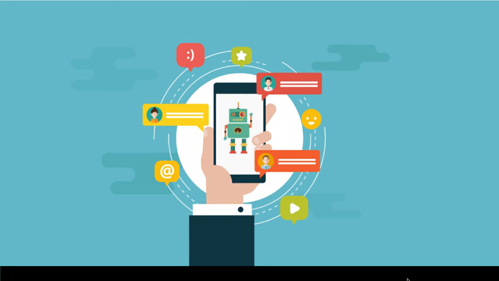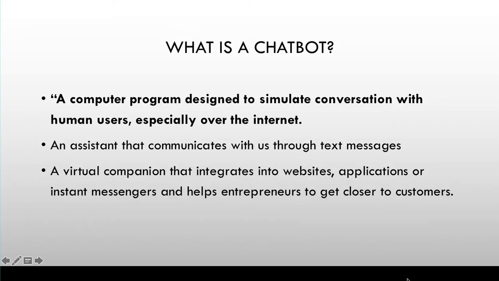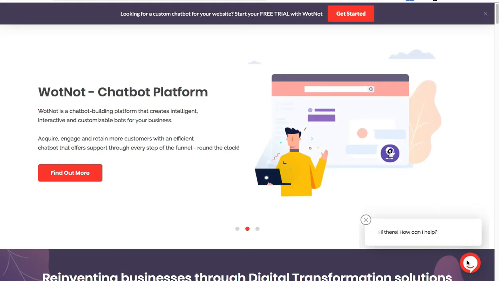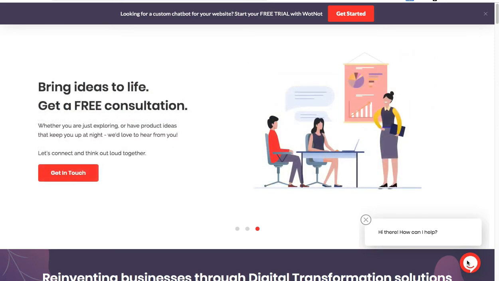So a chatbot can be considered as your employee, as your assistant who communicates with people through text messages. It's a software program. It can also be treated as a companion that is integrated onto your website. It can be integrated in your apps. It can also be integrated with your messenger. Over here you will find a bubble and it says, hi there, how can I help you?